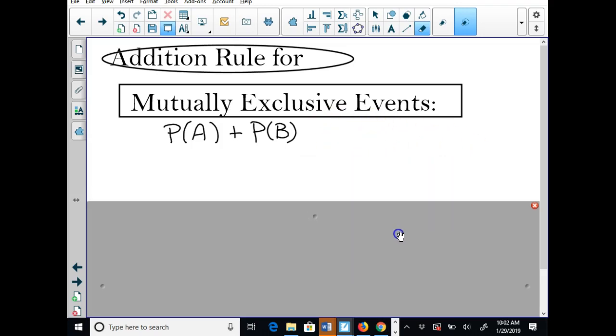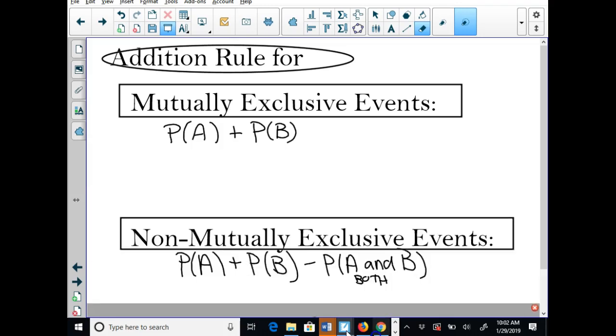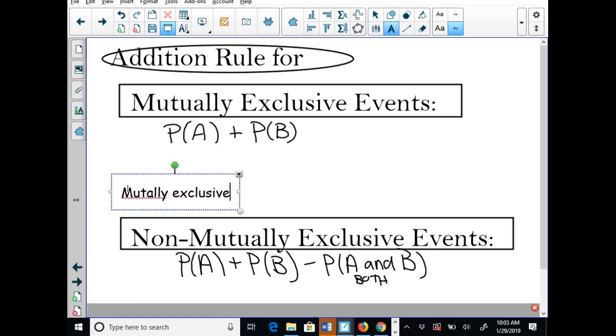But if there's not a mutually exclusive event, then you do have to subtract that both. And we practiced that yesterday in the notes. We just didn't define it as well as we have here. So here's just a more concrete way to state it: mutually exclusive events versus non-mutually exclusive events. And just a friendly reminder that mutually exclusive events means they can't happen at the same time.